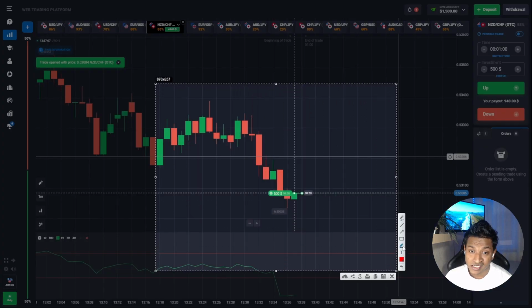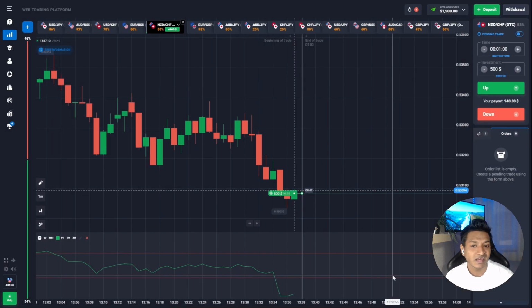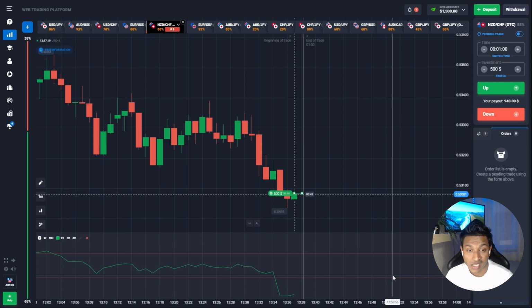Look at the bottom of this green candle, there is no shadow, and it means, guys, there is a huge opportunity with the buying option. That's why I pushed up.